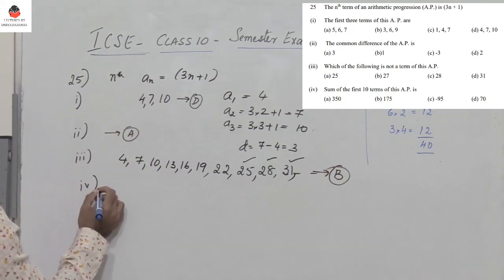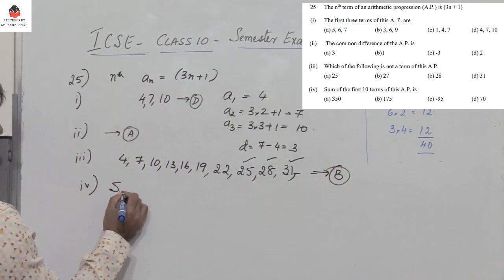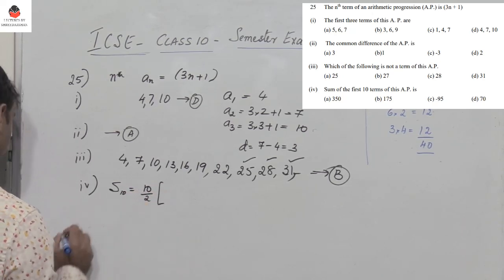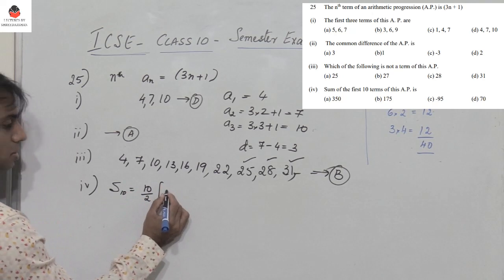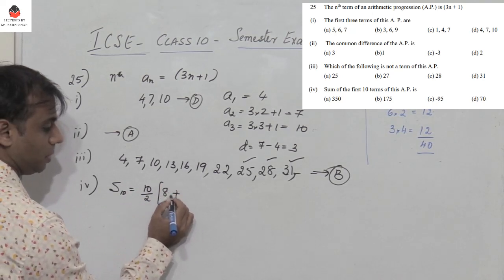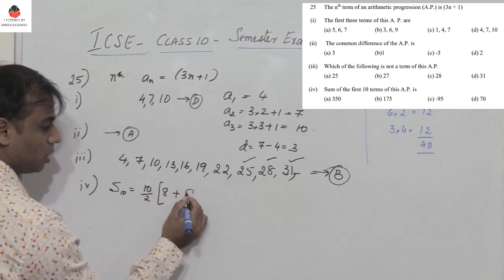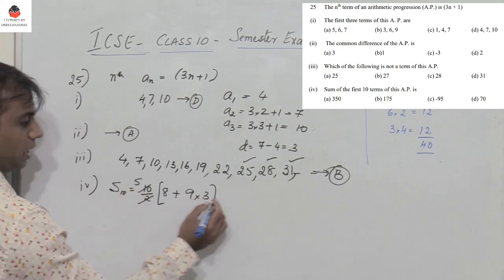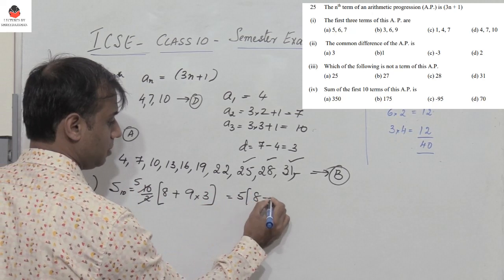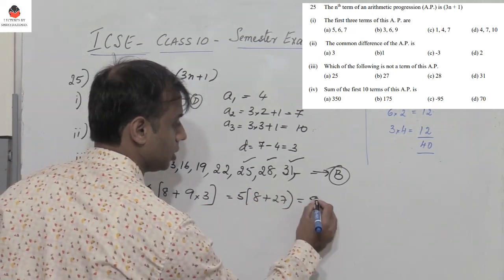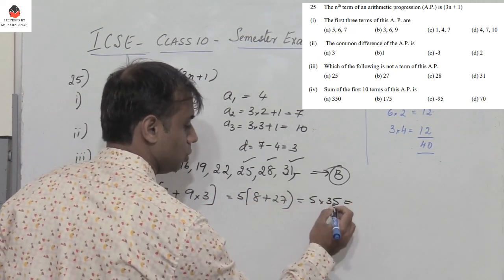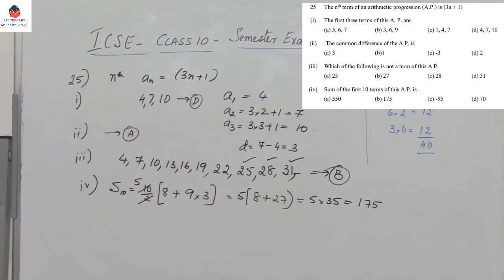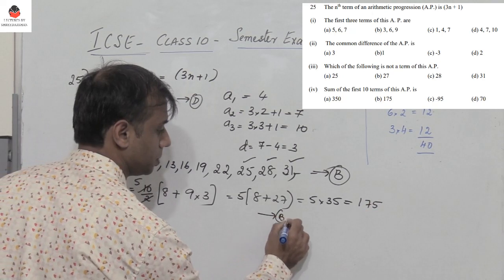Fourth one, the sum of first 10 terms. So what is S10? n by 2, which is 10 by 2 into 2a, 2 into 4, which is 8, plus n minus 1, 10 minus 1 is 9, into d is 3. So this is 5. So you get 5 into 8 plus 27. So you get 5 into 35, which is nothing but 175. So the right option is option B.